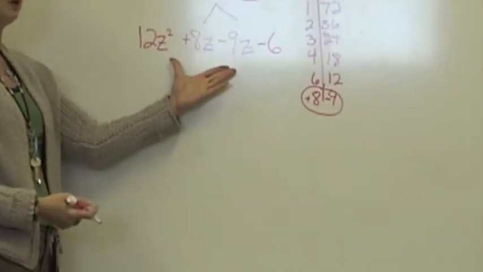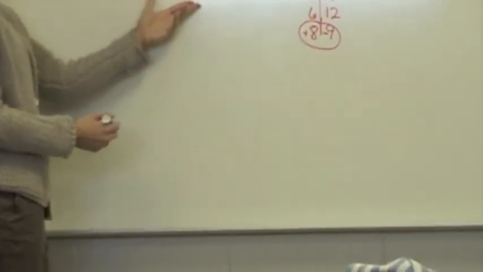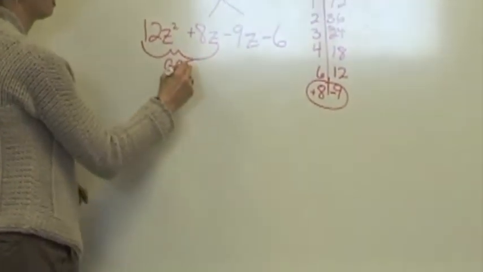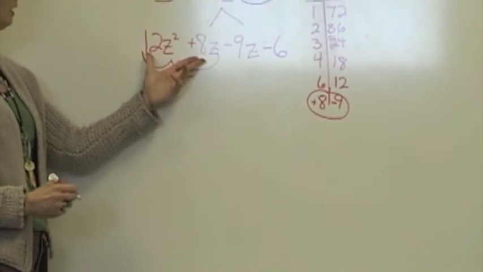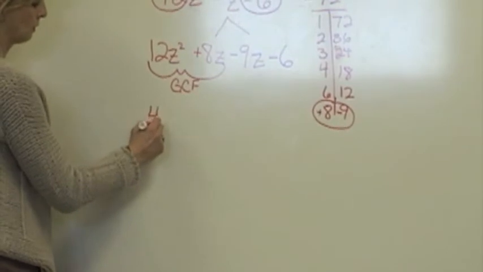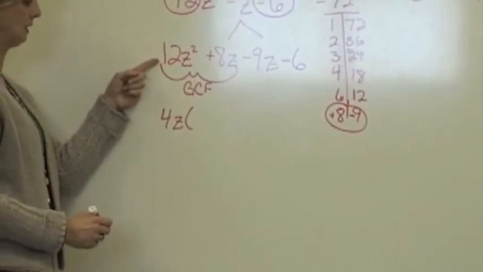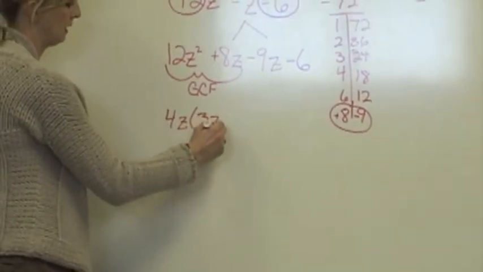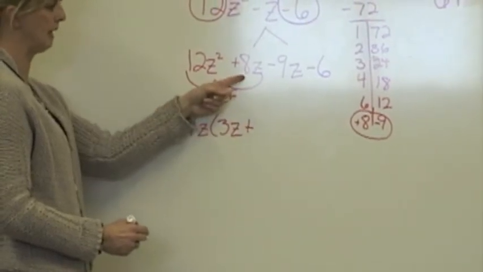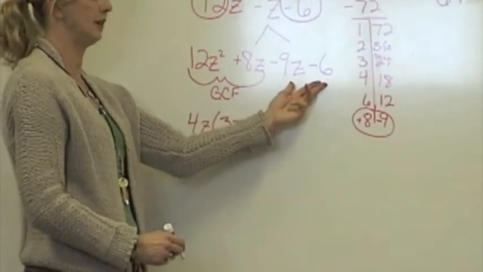What we'll do now is take the first two terms and we're going to factor out the GCF. That, of course, is the greatest common factor. The greatest common factor of 12z squared and 8z would, of course, be 4z. If I factor out a 4z from 12z squared, I get 3z plus, when I factor a 4z from 8z, I get 2.